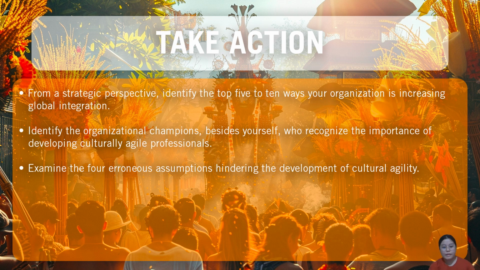Identify the top 5 to 10 ways your organization is increasing global integration, and for each, pinpoint the key roles needed to operate with cultural agility. Evaluate the current professionals in those roles to determine their level of cultural agility. The next one is to identify organizational champions besides yourself who recognize the importance of developing culturally agile professionals. Have them conduct the same exercise mentioned above and compare the findings with yours. Together, identify the organization's strategic pressure points for cultural agility.